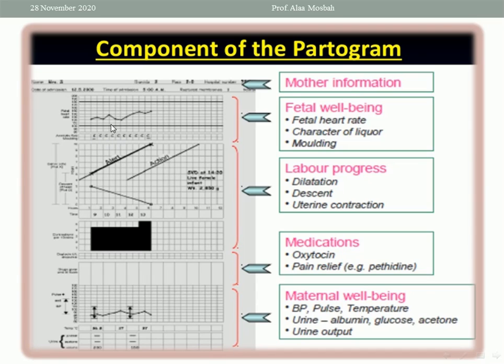Okay, so fetal heart rate, liquor amnii, is it clear or meconium or blood stained? Then molding, grade 1 or 2 or 3, or no molding or zero.